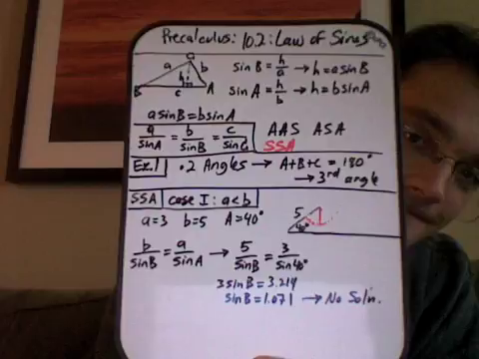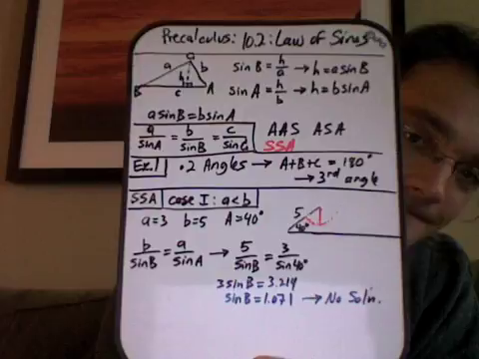All right, so from now on in this section's explanation, I'm going to focus on the SSA case because that's really the hard part. And the nastiness really comes from the fact that when you do the inverse sine of something, you can get two answers, one answer, or no answers, depending on the situation.